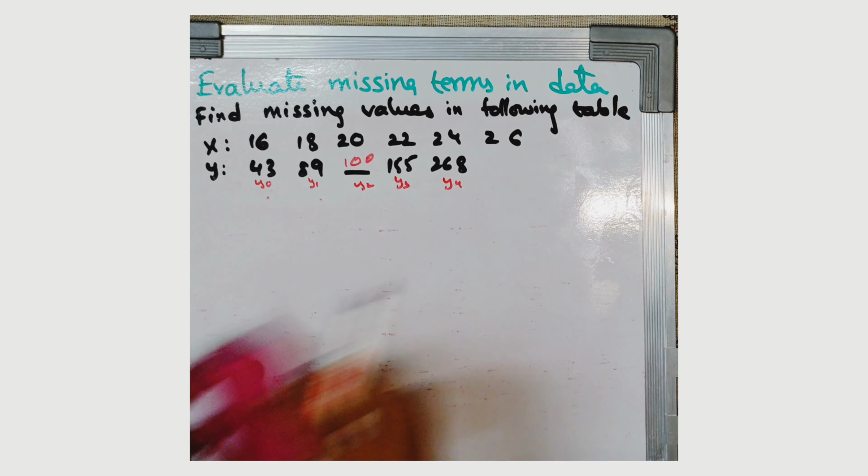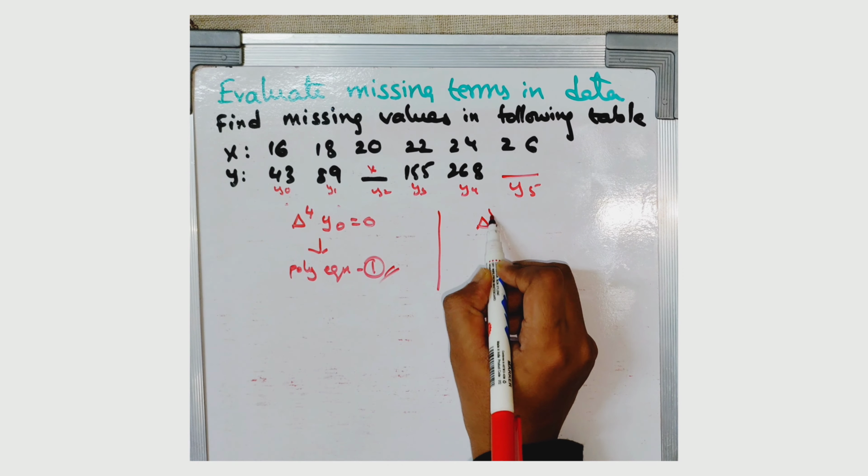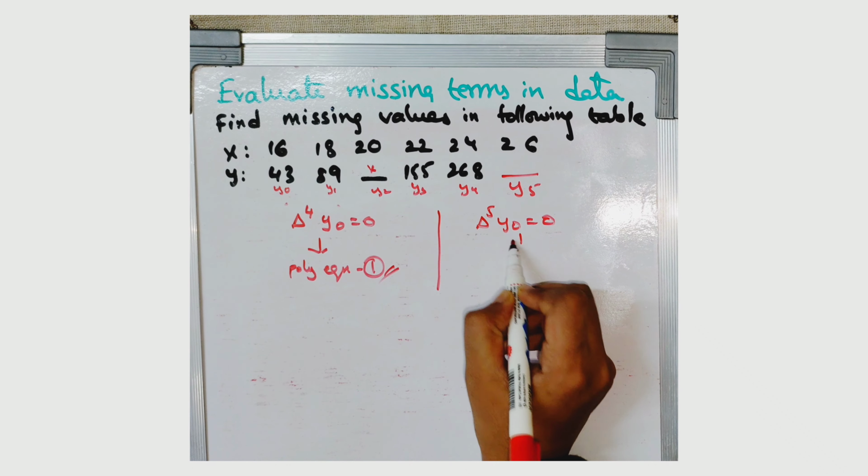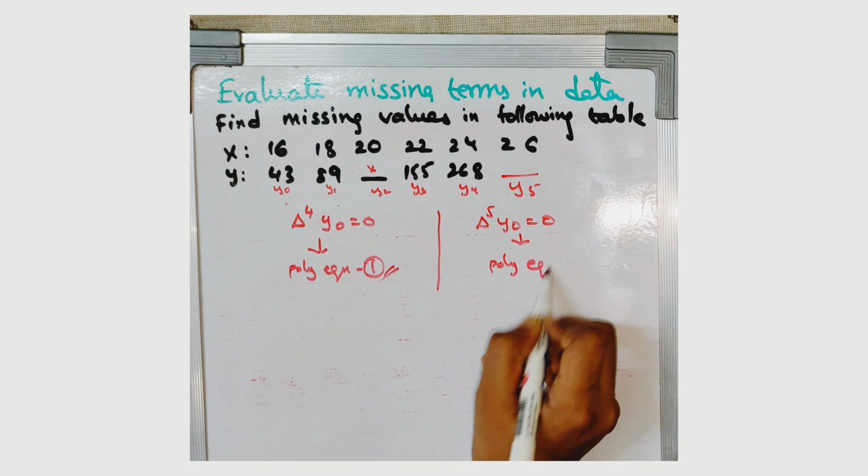Then you will get some polynomial equation, right? Consider that equation as 1. Okay. Now suppose think that you have got this value after one polynomial equation you got. Now again you have to find y5, right? To find y5, how many values are there? 1, 2, 3, 4, 5. So 5 values are there. Therefore, delta power 5 y0 equals to 0.